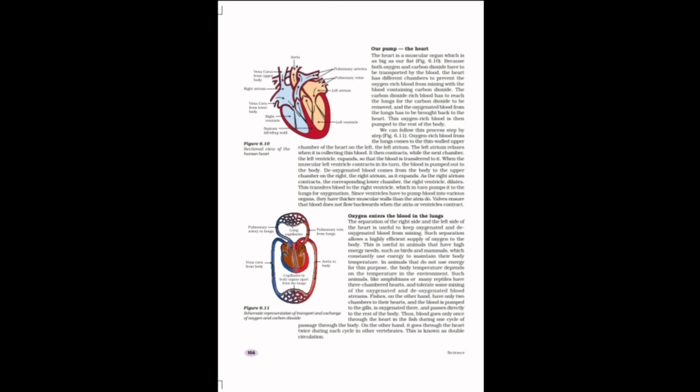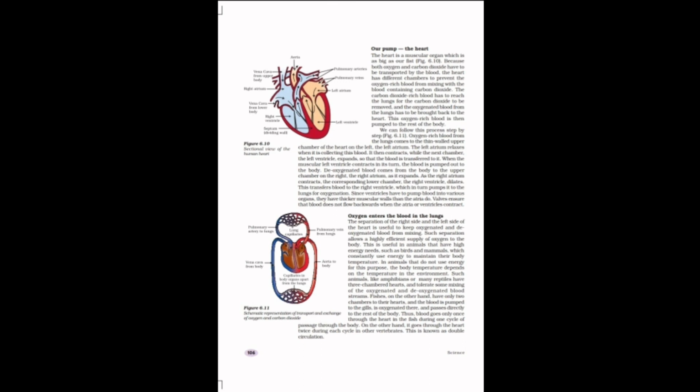Deoxygenated blood comes in from the body to the upper chamber, the right atrium, as it relaxes. As the right atrium contracts, the corresponding lower chamber, the right ventricle, dilates. This transfers blood to the right ventricle, which in turn pumps it to the lungs for oxygenation. Since ventricles have to pump blood into various organs, they have thicker muscular walls than the atria. Valves ensure that blood does not flow backwards when the atria or ventricles contract.